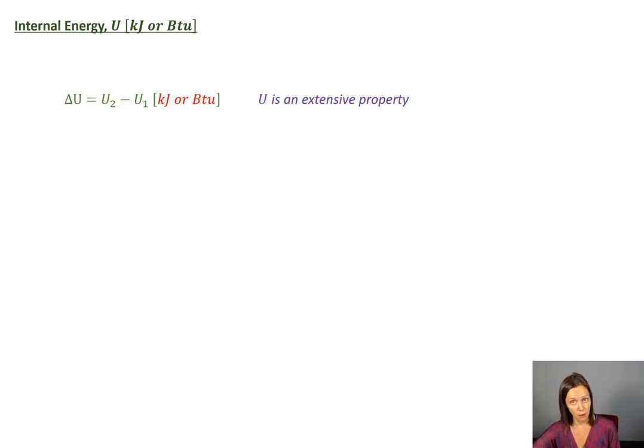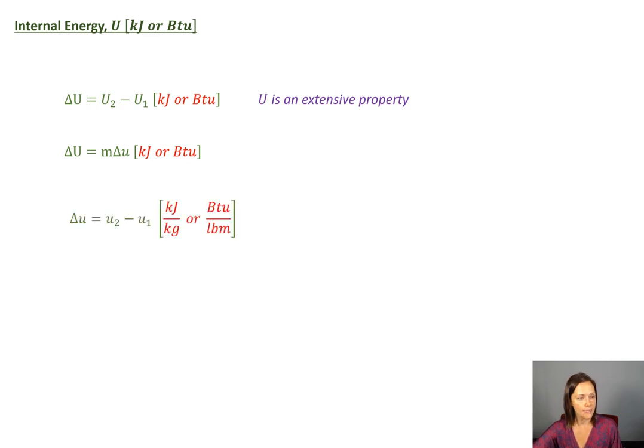That's an extensive property, absolutely dependent on the size of the mass of the system. We could put that in terms of delta little u, so that's a lowercase u with a little tail there. And delta little u is expressed on a per mass basis, so kilojoules per kilogram or BTU per pound mass.